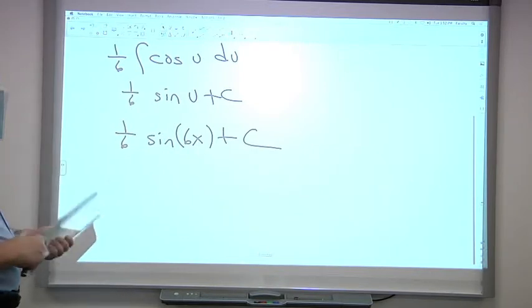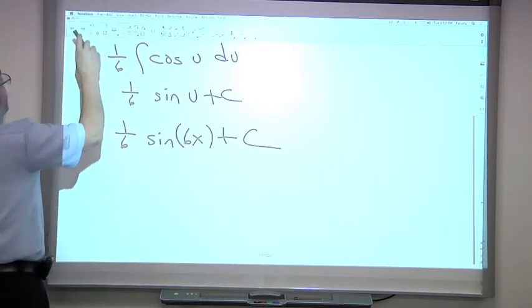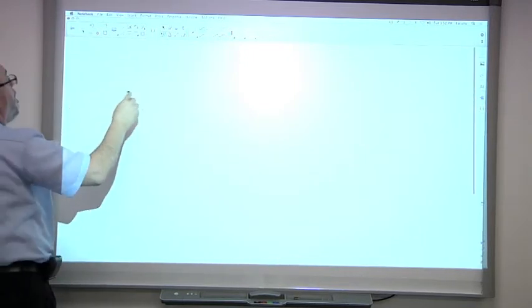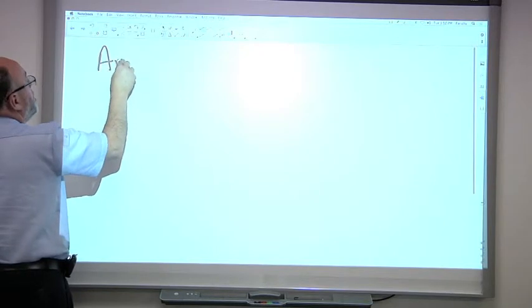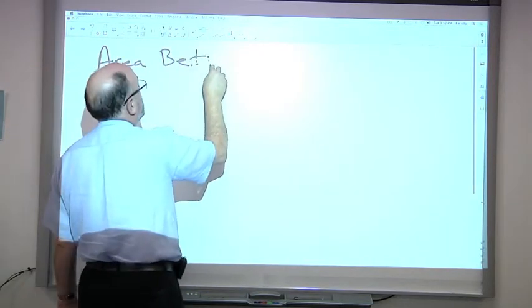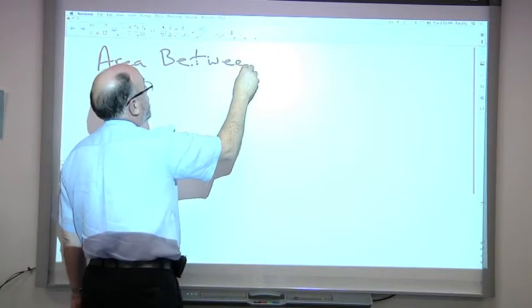Well, in terms of finding integrals, integrals give you area. And so now we want to find the area between two curves.